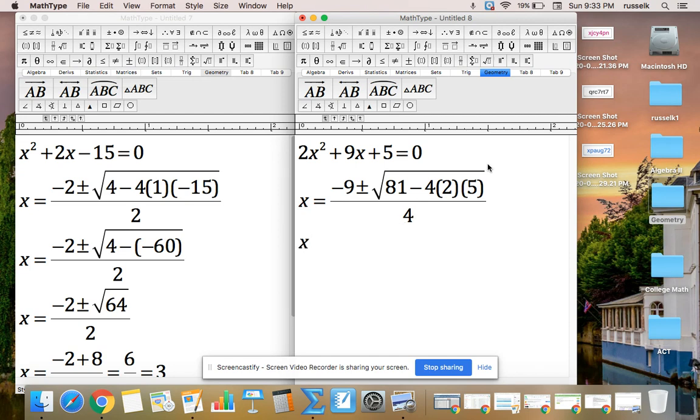Cleaning up the inside would give me 81 minus 40. 81 minus 40 is 41. Since the square root of 41 does not simplify and doesn't break down any further, that is our final answer for this one. On IXL, they may ask you to type this as two separate ones. So just type in negative 9 plus the square root of 41 over 4, negative 9 minus the square root of 41 over 4.